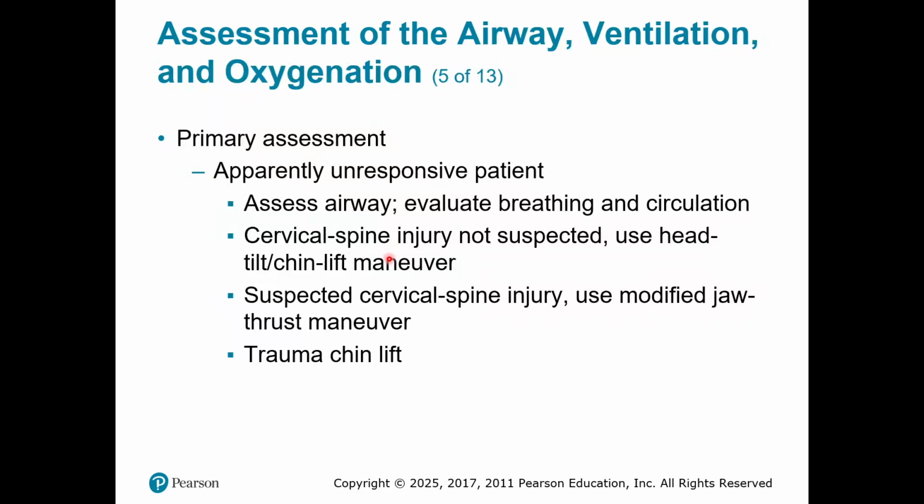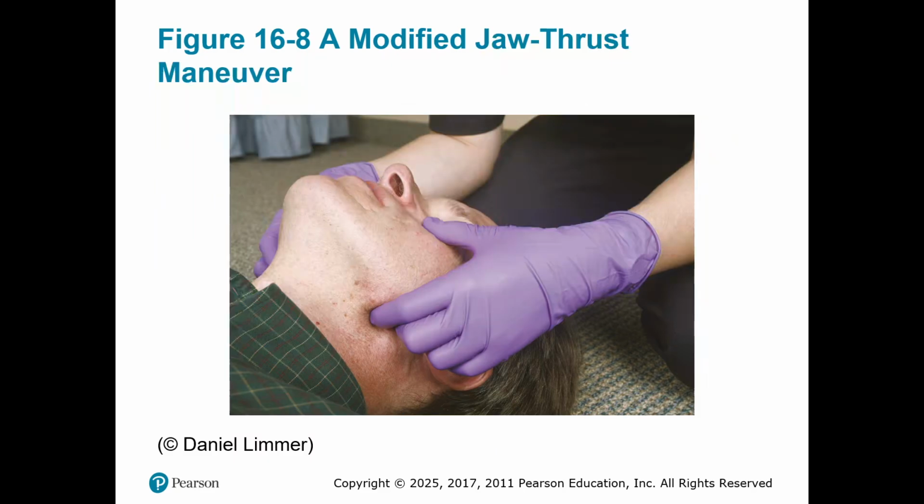We can't forget the possibility of a cervical spine injury, right? That's the reason why we have to get as much information as we can on the scene to figure out, is this someone that needs C-spine control or not? If it is, then we're going to need to use the modified jaw thrust maneuver or the trauma chin lift. Here's the modified jaw thrust maneuver right here.